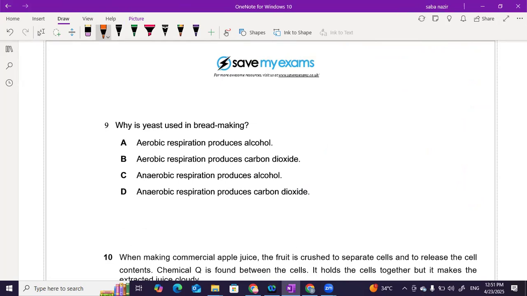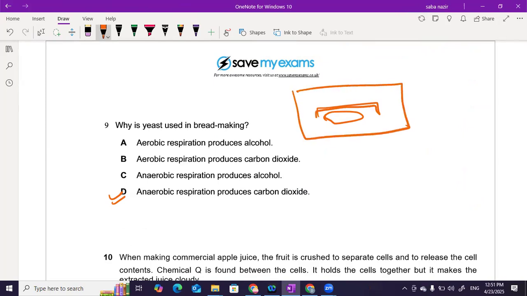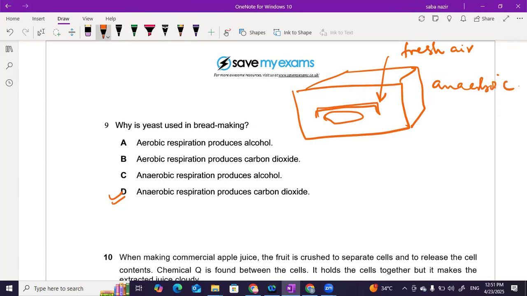The anaerobic respiration produces carbon dioxide. For example, if I make the dough and cover it with some fabric or cloth and put it in a closed cupboard, I am preventing the fresh air from coming inside, and I'm trying to make the medium anaerobic. So the yeast do not get oxygen and will start to respire anaerobically. When it respires anaerobically, it will produce carbon dioxide.